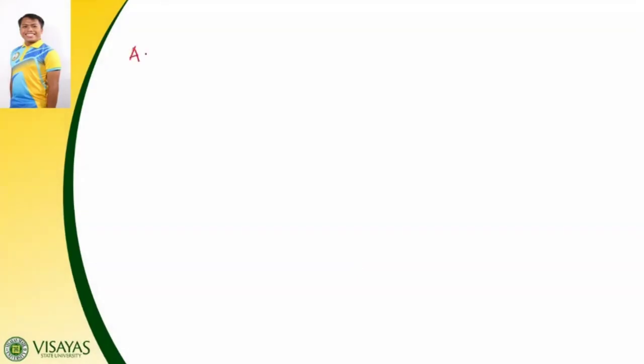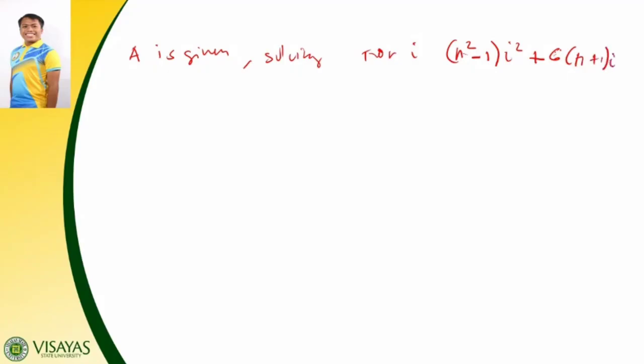So we have, okay, if A is given, so solving for I in the equation, n squared minus 1, I squared plus 6n plus 1, I plus 12, because there are 12 months in a year, 1 minus nr over a equals 0. This is like our quadratic formula, if you can recall it.